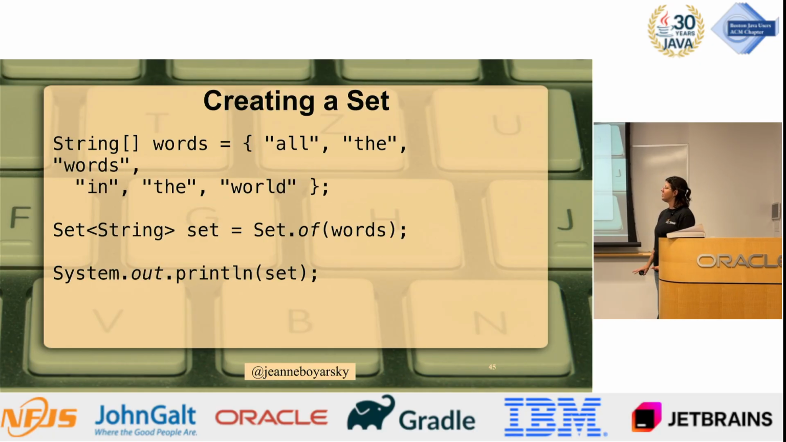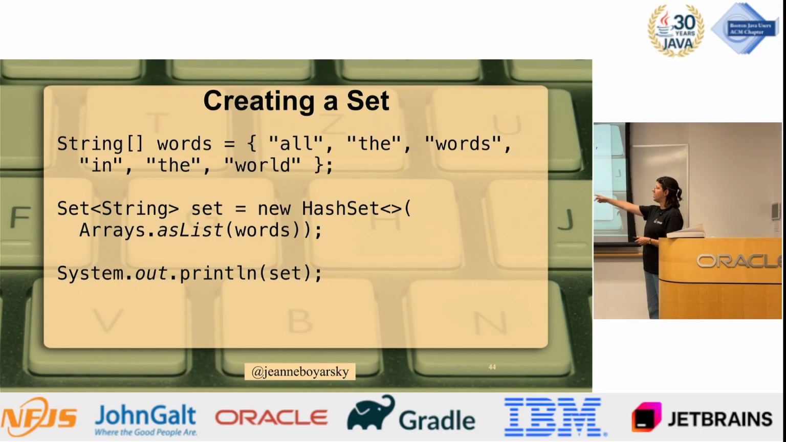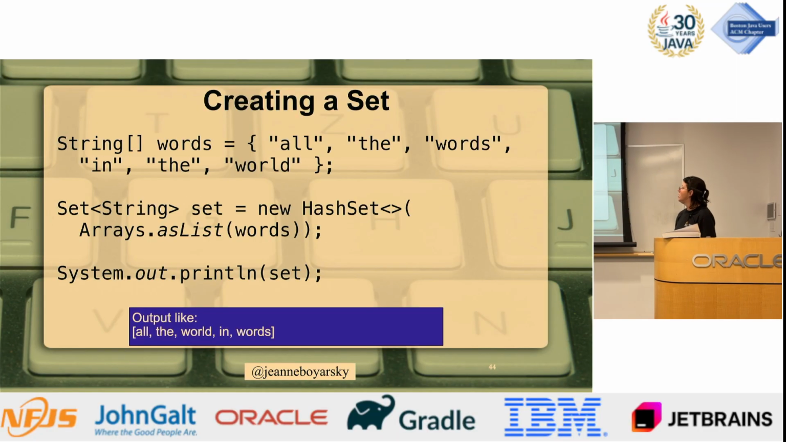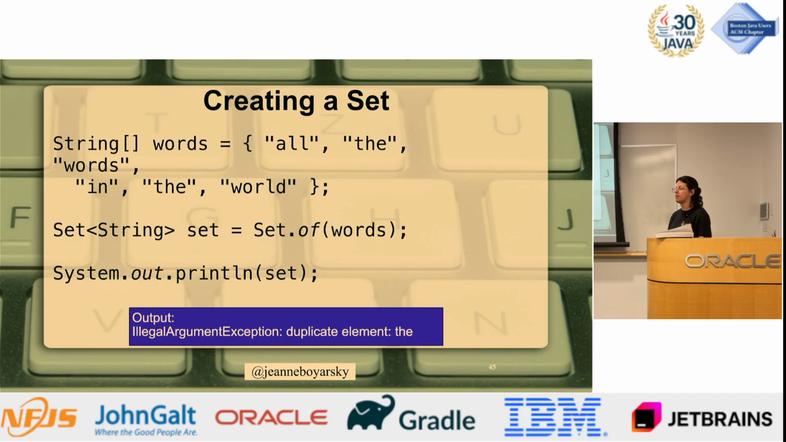Okay, but I was like, well, I can improve this because now we have a Set.of, so I can create a set on one line and I don't have to go through all of this drama. So I do the same thing as before. Set.of takes var args, so I can pass an array to it. No problem. I try to print out the set and it complains.